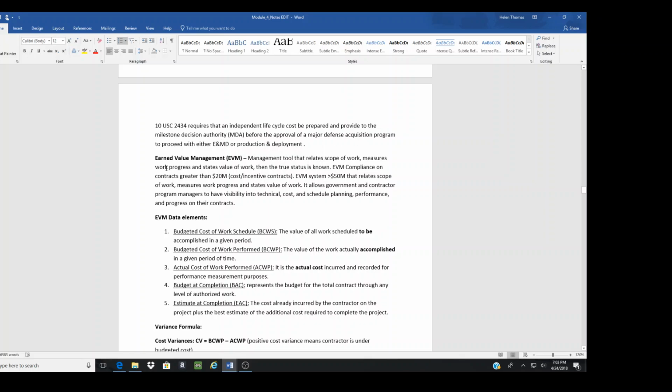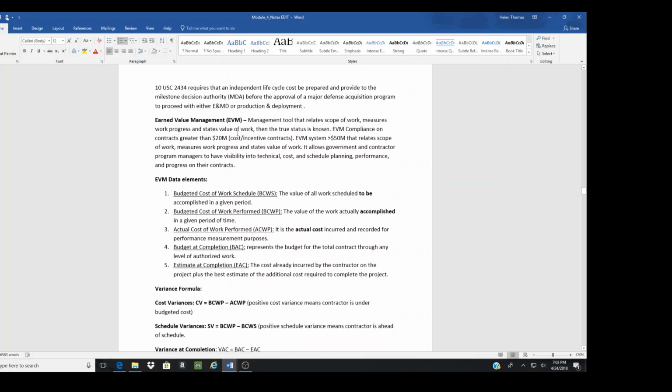All right, we talked about that. Earned value management is probably a big part of this exam because there's a lot of calculations here that you have to know based on the definition. So earned value management is a management tool that is used to relate the work and measure progress.